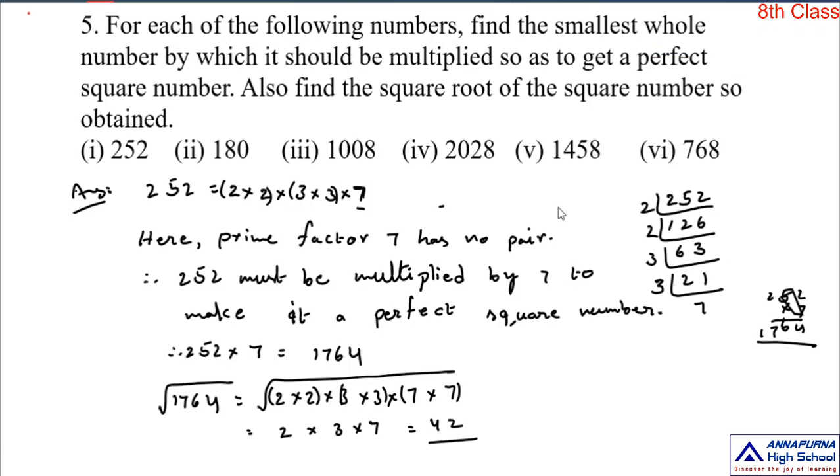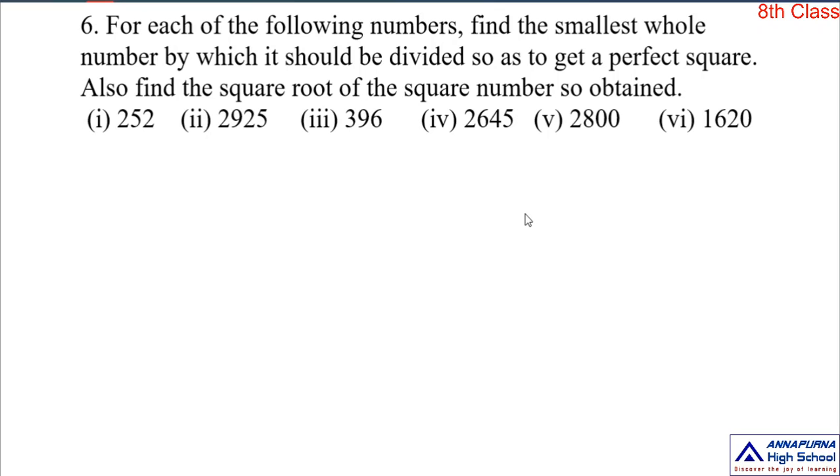Okay, let's come to the next one, sixth one. For each of the following numbers, find the smallest whole number by which it should be divided so as to get a perfect square. Also find the square root of the square number so obtained. Okay, so in the fifth one we are finding the smallest whole number, which one we multiply to get a perfect square number. Now we divide. For each of the following numbers, find the smallest whole number by which it should be divided so as to get a perfect square number.